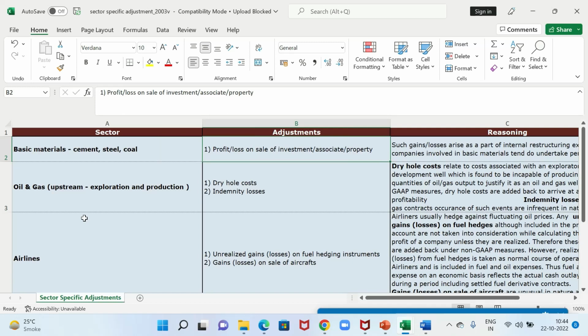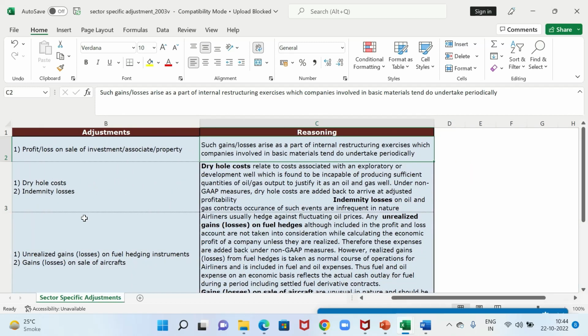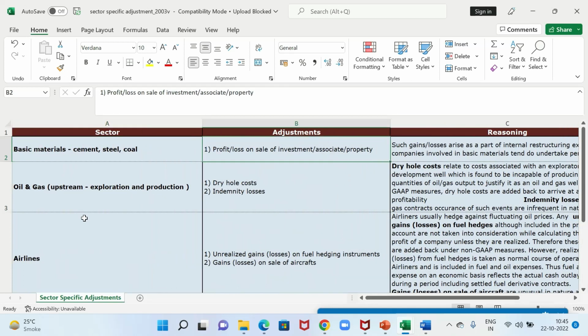So you will see profit or loss on sale of investment or associate property. Such gain arises as a part of an internal restructuring exercise, which companies involved in basic materials tend to undertake periodically. These are not recurring items, so we need to exclude them if this is below the line or above the line item. By above the line item, I mean above operating profit, above EBIT, but also for net income.